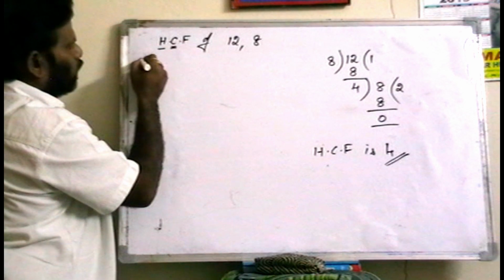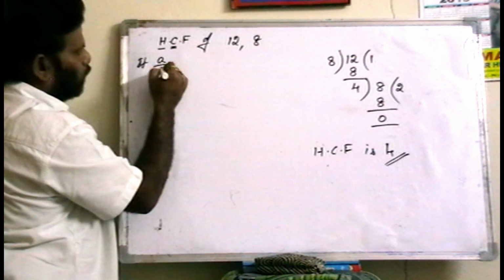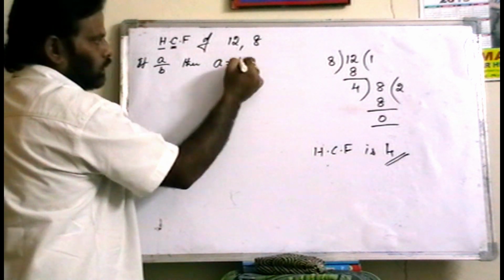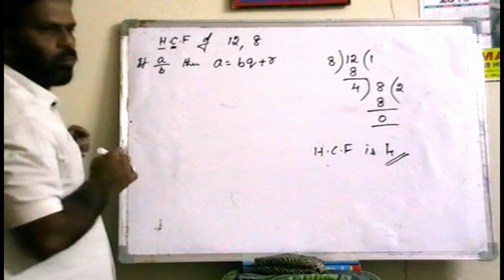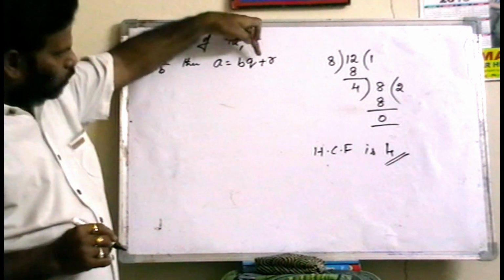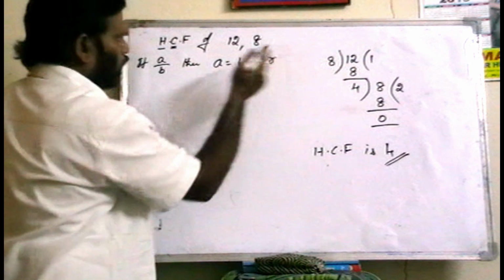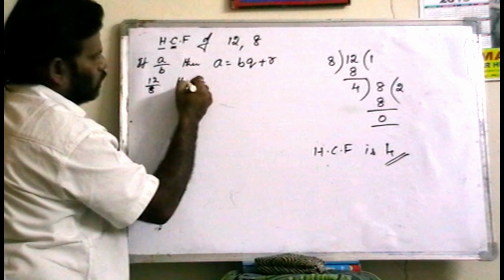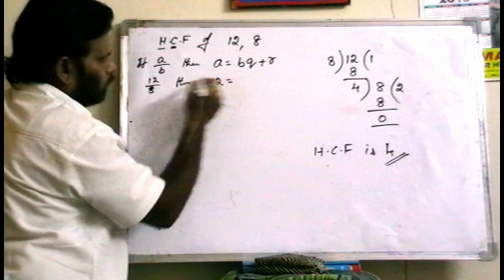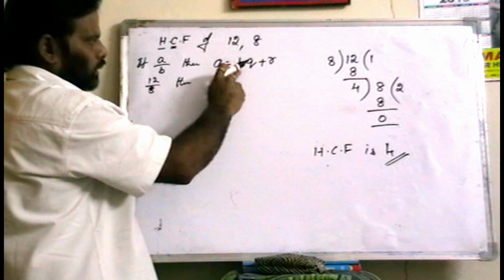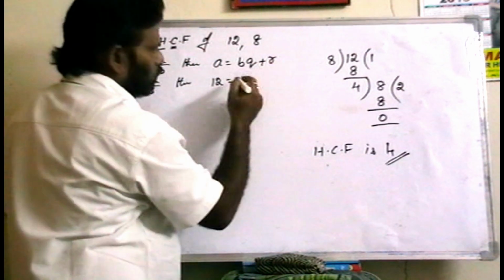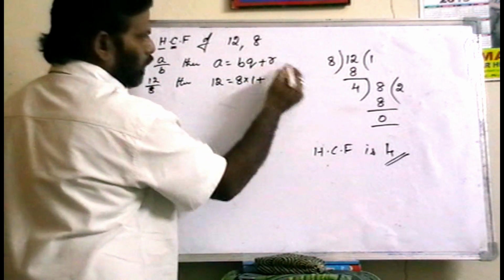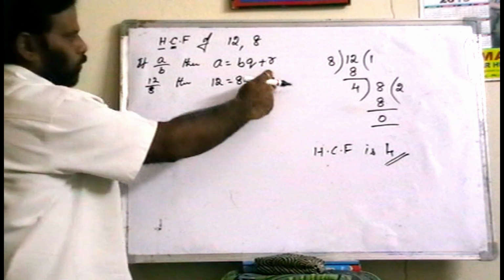Already we know that if A is divided by B, then the division algorithm is A is equal to BQ plus R. That means dividend is equal to divisor into quotient plus remainder. Now here 12 is divided by 8. Then 12, the dividend, is equal to divisor into quotient. The divisor is 8. The quotient is how much? 1. 8 ones are 8, plus the remainder is how much? 4. 8 ones are 8 plus 4, that is 12.